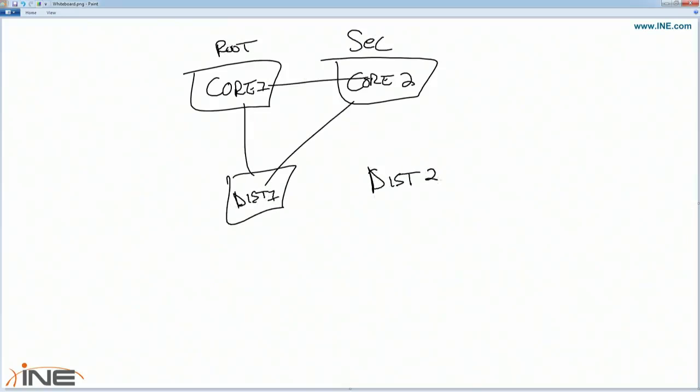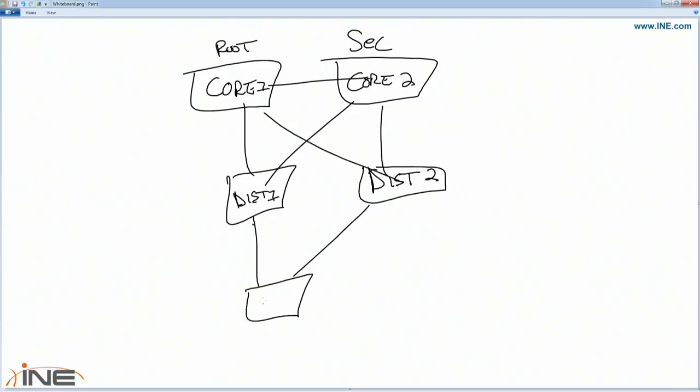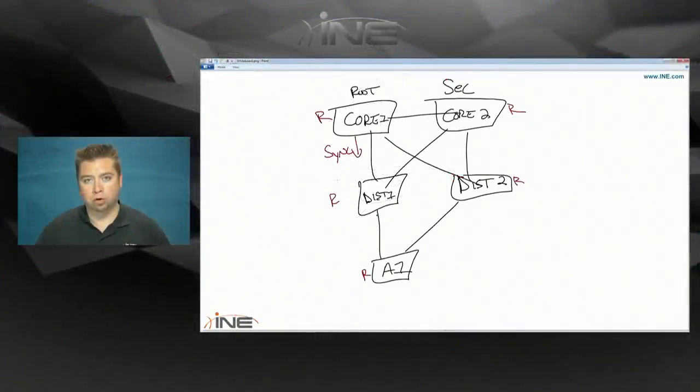Another one that's going down to distribution switch 2, and then we finally go down to the access layer. For simplicity, let's say we just have access switch 1. Theoretically, all 5 of these switches power on at exactly the same time. They all elect themselves as the root bridge. They all start sending out the synchronization request out all of these interfaces to everybody, saying, hey, I am the root bridge.